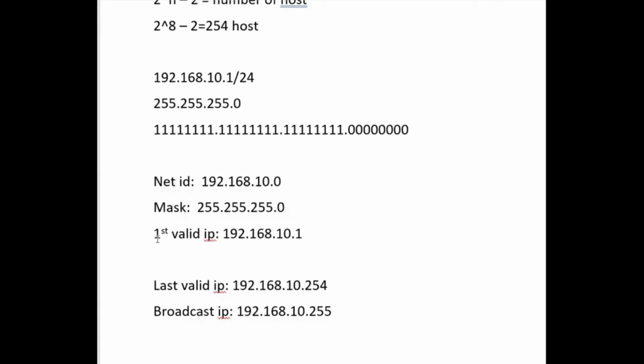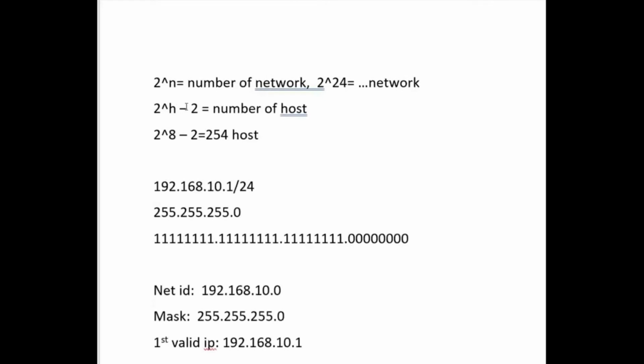What will be the first IP? 192.168.10.1. What will be the last possible IP? Broadcast means the last possible number we use in our network for broadcasting purposes. Automatically the IPv4 network selects the last number for broadcast purposes. The first one and the last one we never assign to anybody. We reserve them. So that's why it's minus 2.